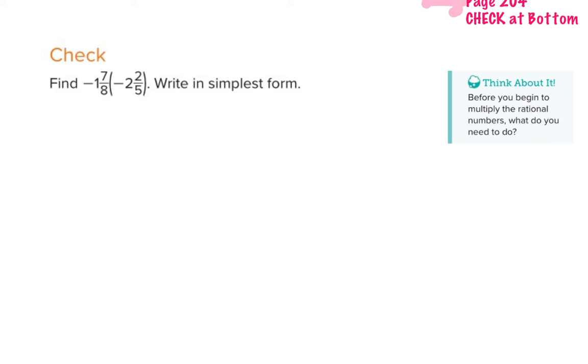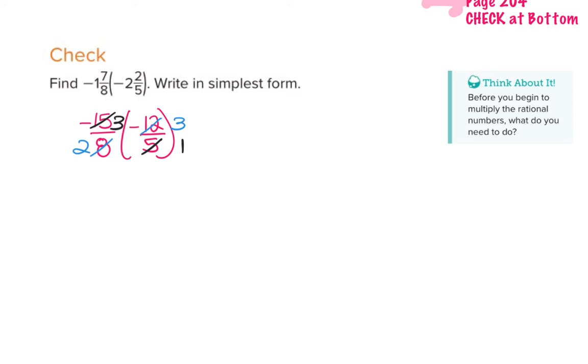All right, I rewrote my mixed numbers as improper fractions. Now I'm going to simplify before I multiply. 8 and 12 are each divisible by 4. 4 goes in 3 times, 4 goes into 8 twice, and then 5 and 15 have a common factor of 5. So that becomes a 1, and this becomes a negative 3.